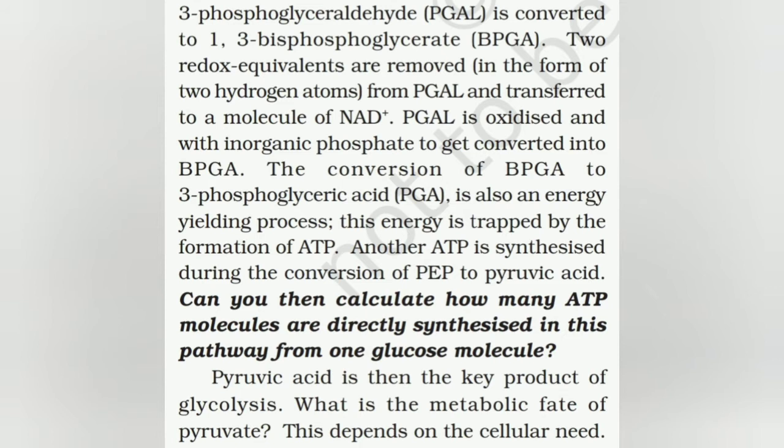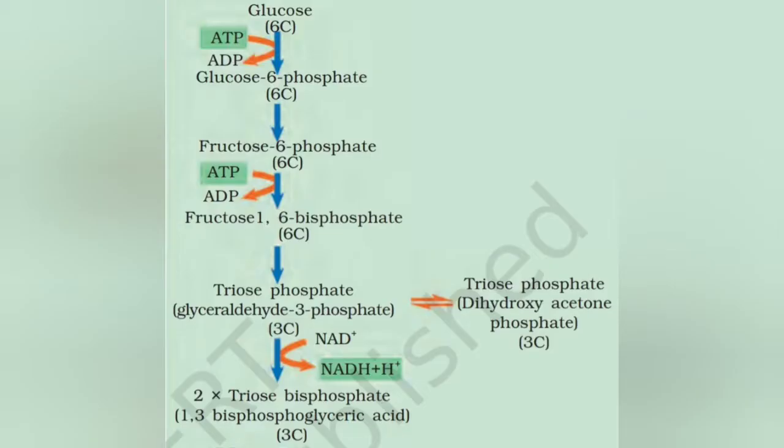Another ATP is synthesized during the conversion of PEP into pyruvic acid. So, whatever the number of ATP utilized, the same number is synthesized, but when they were utilized, they were single molecules, but when they are synthesized, they get doubled. Pyruvic acid is then the key product of glycolysis. The fate of pyruvic acid depends on the cell's need.